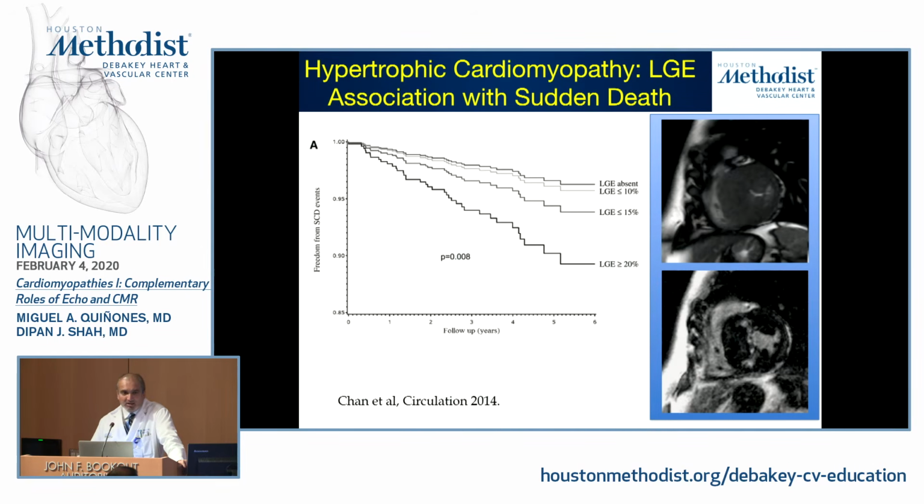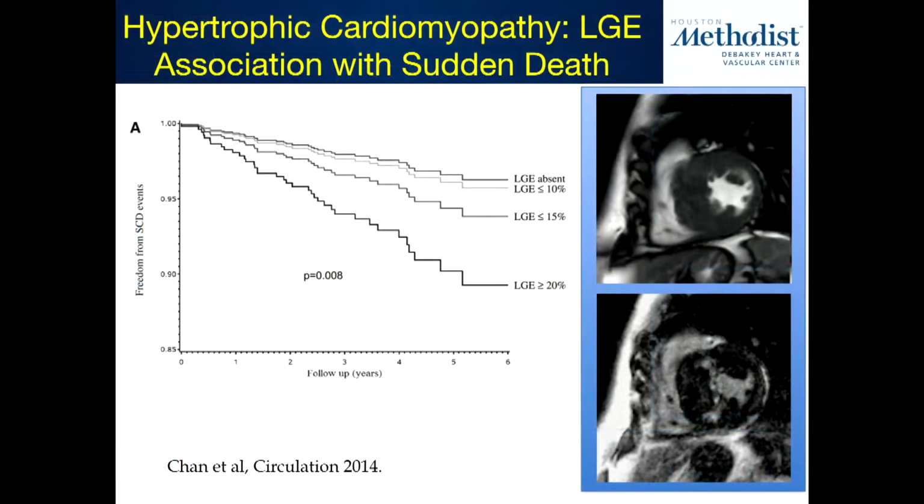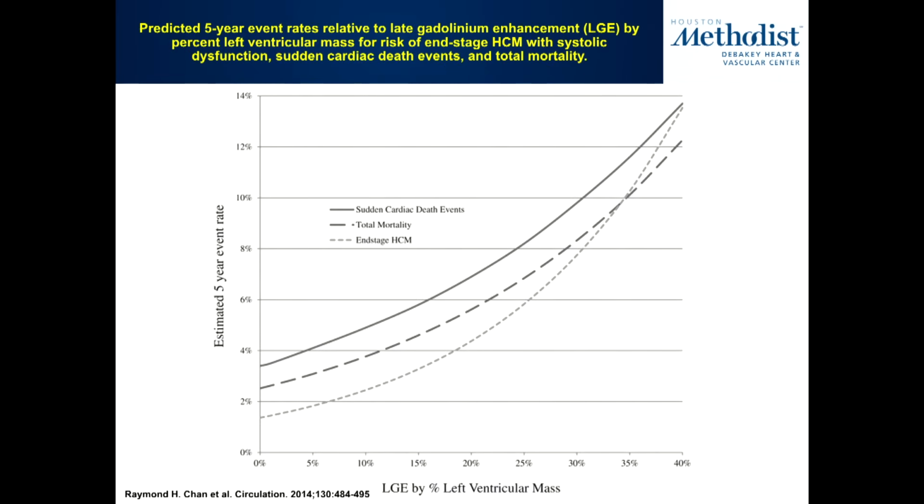Now, there's data in a multi-center observational study showing, in fact, that the amount of hyperenhancement, or in the setting of hypertrophic cardiomyopathy, what's really due to scar, is associated with risk of adverse cardiovascular events in this patient population. And in fact, what they found was that patients with more than 15% hyperenhancement tended to have a much worse prognosis. And this was true, interestingly, for sudden cardiac death, but also for heart failure, end-stage HOCM-related death as well. So really, the hyperenhancement that you see in hypertrophic cardiomyopathy is really a marker of the underlying disease process that's occurring in these patients.